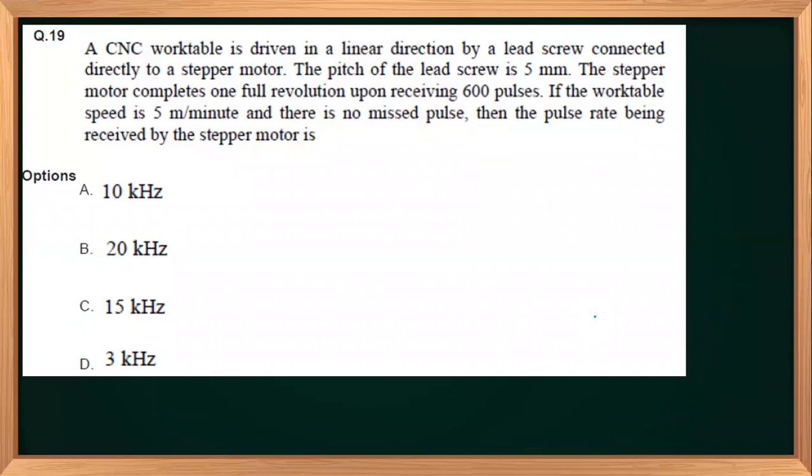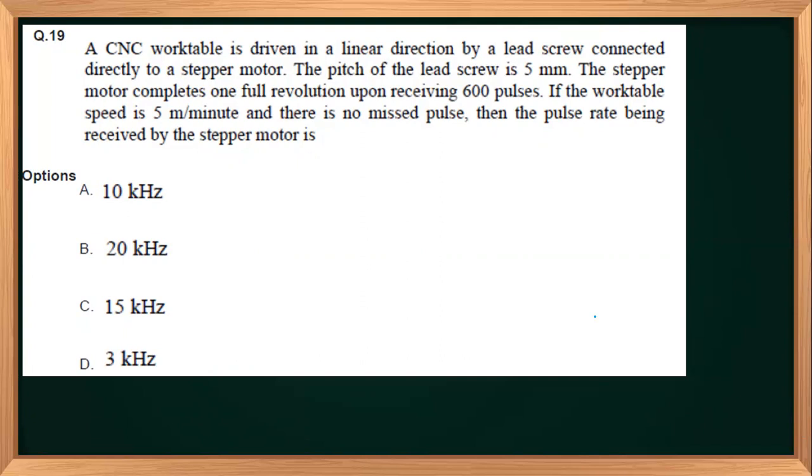Another question is from CNC. A CNC work table is driven in a linear direction by a lead screw connected directly to the stepper motor. I think there is no question from CAD this time. So it is saying that the lead screw is directly connected to the stepper motor. There is no transmission system or any gear mechanism, so we don't have to take the gear ratio.